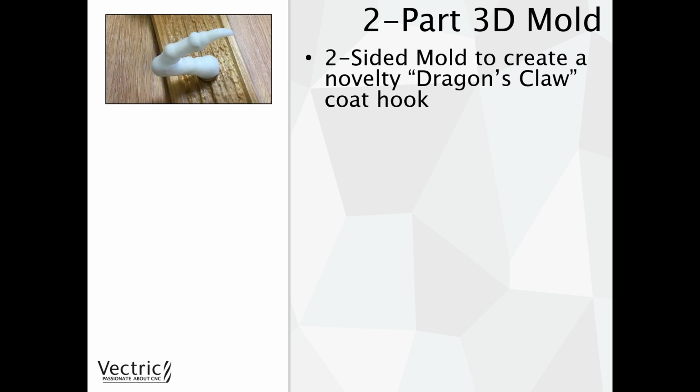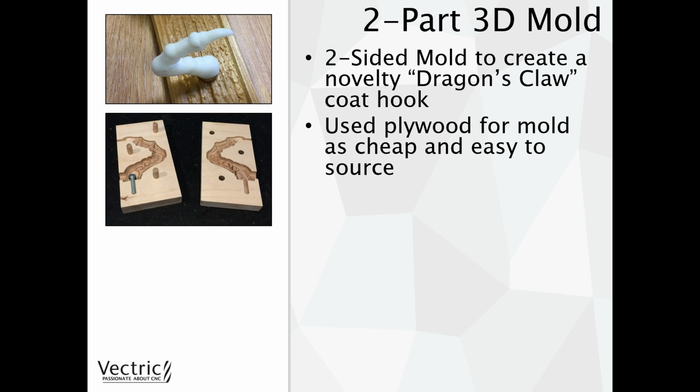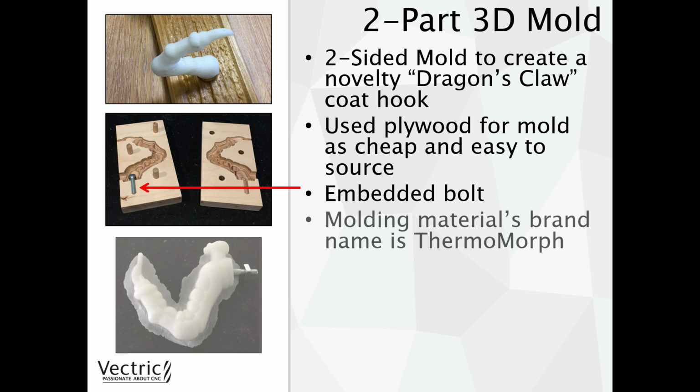So our particular example today, as I showed you with the webcam, is a two-sided mold to create a dragon's claw coat hook. We're going to use plywood for the mold. I just wanted to create something that's cheap and easy to source. I wanted this to not really use any specialist material, or certainly not material that's not easy for people to get. As I say, we're going to have this embedded bolt, and the material will wrap around that.